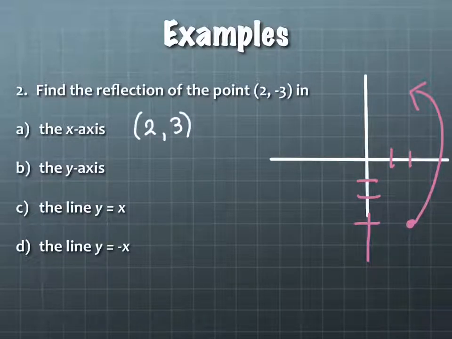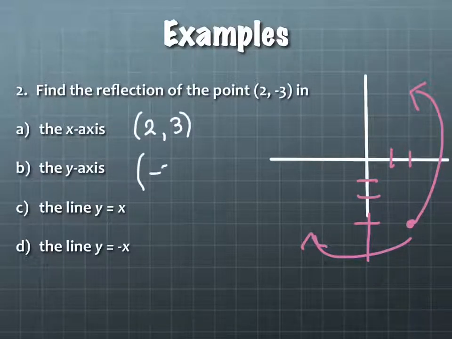Reflecting over the y-axis means I'm going to reflect over here. So what would I get if I reflect over the y-axis? (-2, -3) is correct.